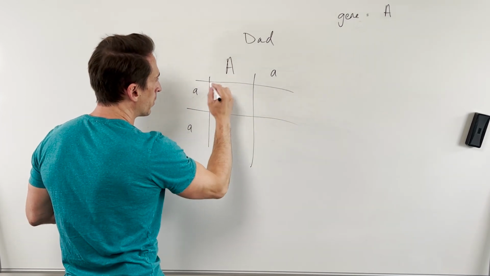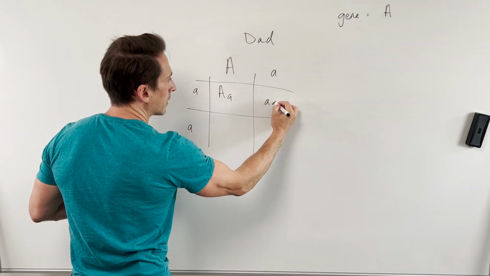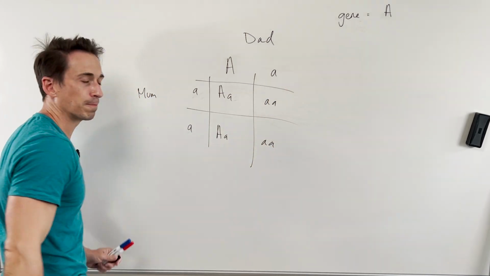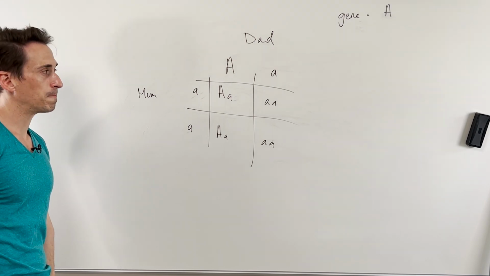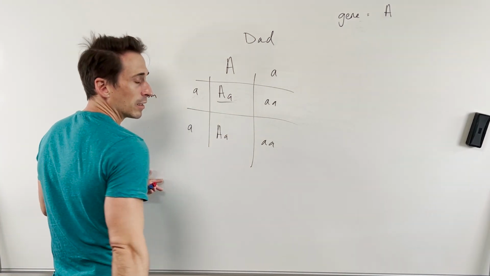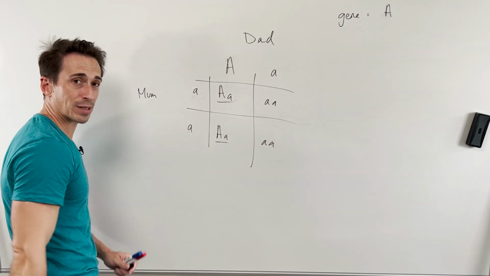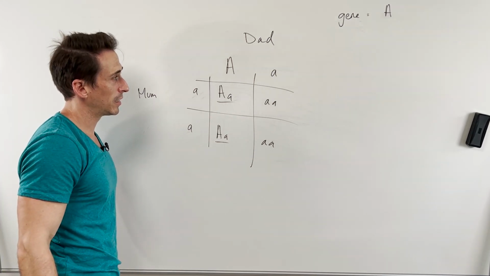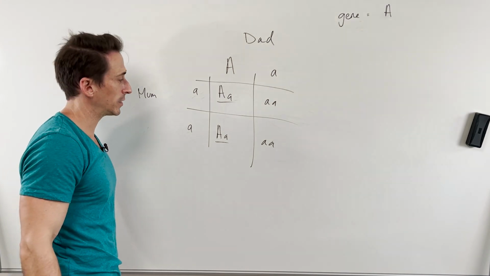which means the offspring will be big A, little a, little a, little a, big A, little a, little a, little a. So what does that mean? Well, 25% plus 25% is 50%. 50% of the offspring will have the disease.